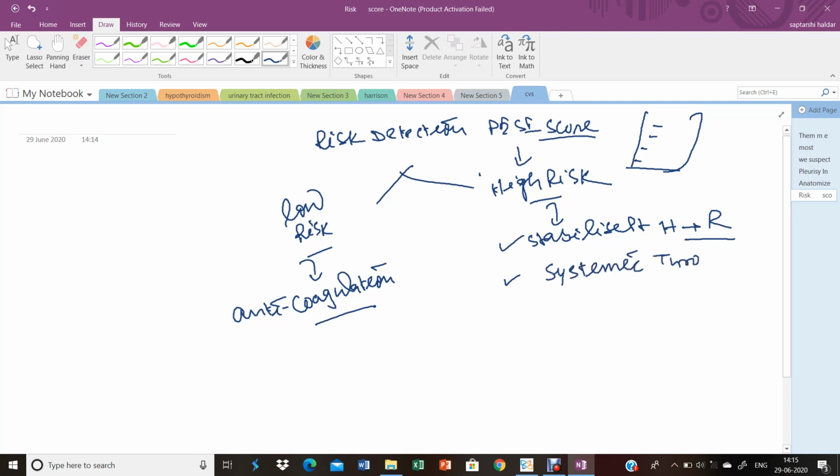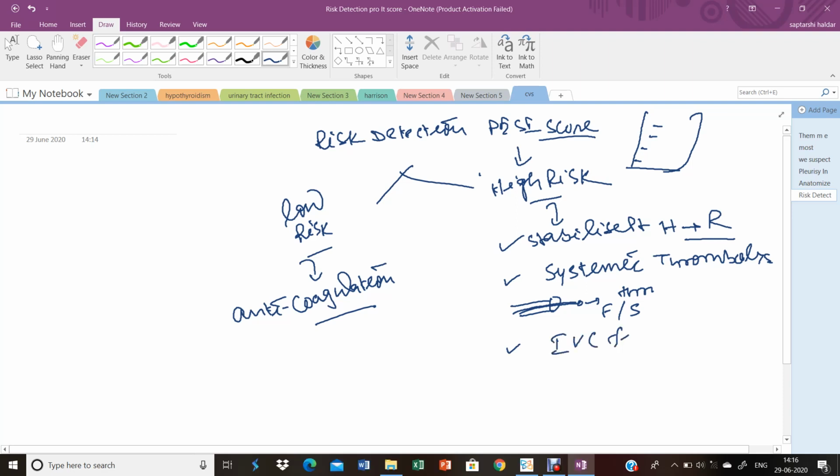What is systemic thrombolysis? Systemic thrombolysis means through a vein we introduce a catheter, and through this catheter we give the anticoagulant for thrombolysis. Usually the femoral vein or subclavian vein is chosen. Then we may use an IVC filter or surgical embolectomy.